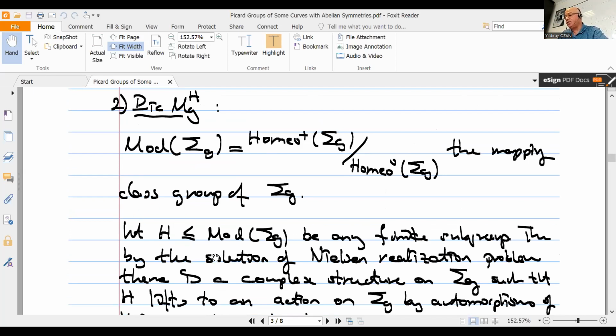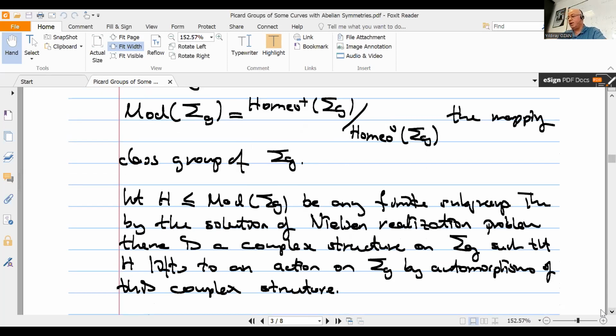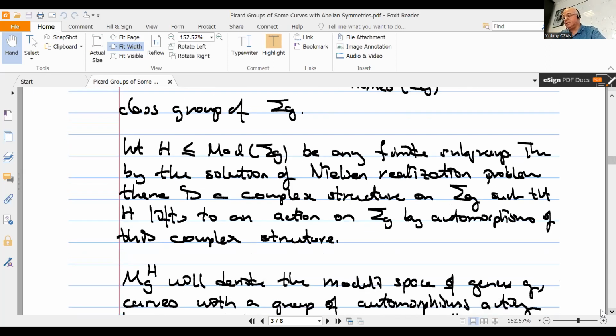And if H is a subgroup of the quotient group, can we find a group in the actual homeomorphism group whose image under this is equal to H? Can we realize this class of homeomorphisms by really homeomorphisms? This is Nielsen's realization problem. And this is actually true.